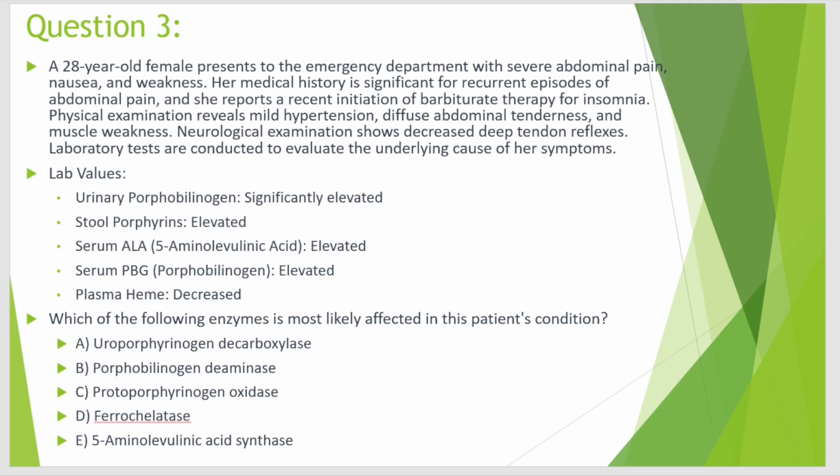That is elevated urine and stool porphyrins, and an increase in serum ALA as well as PBG. And then you have a plasma heme that is decreased. So what's the enzyme? Think of where ALA is.